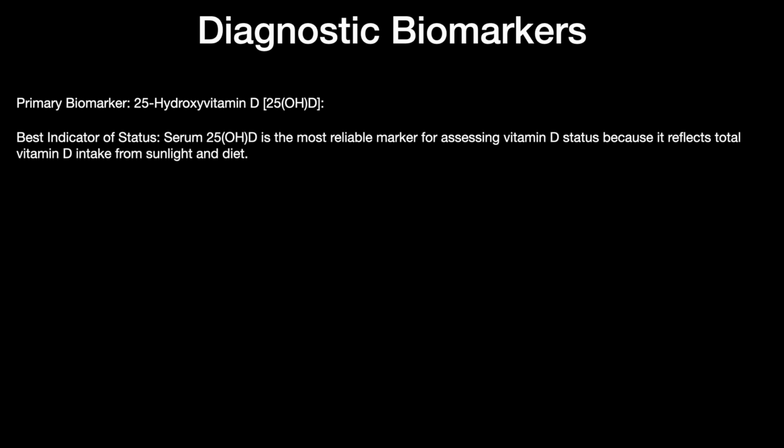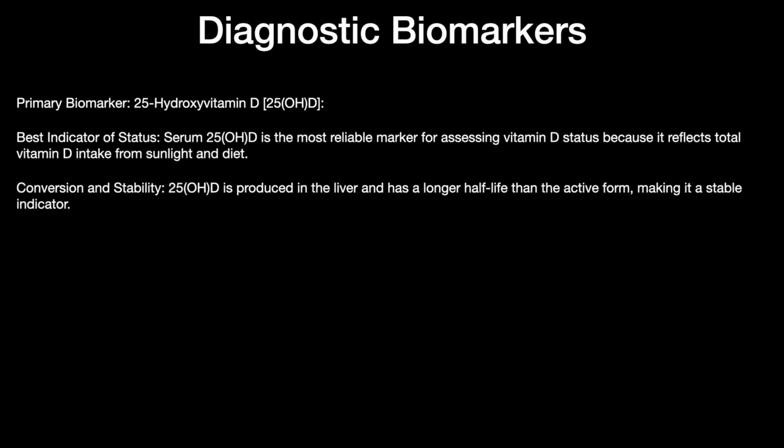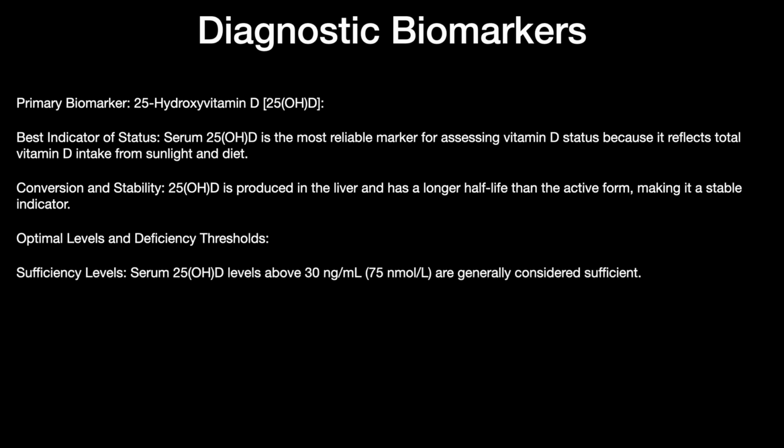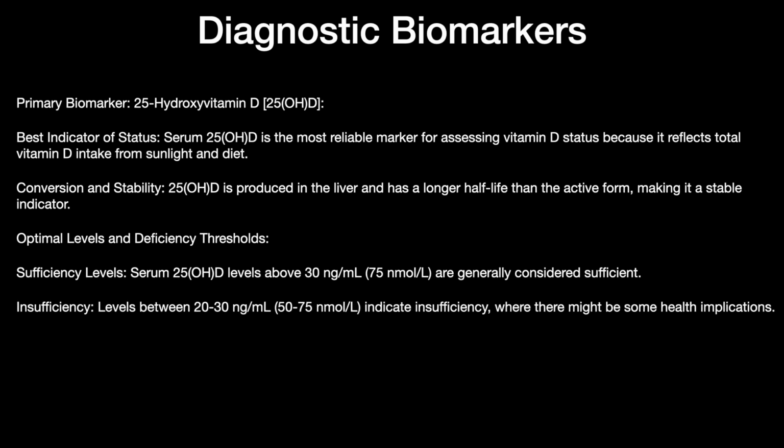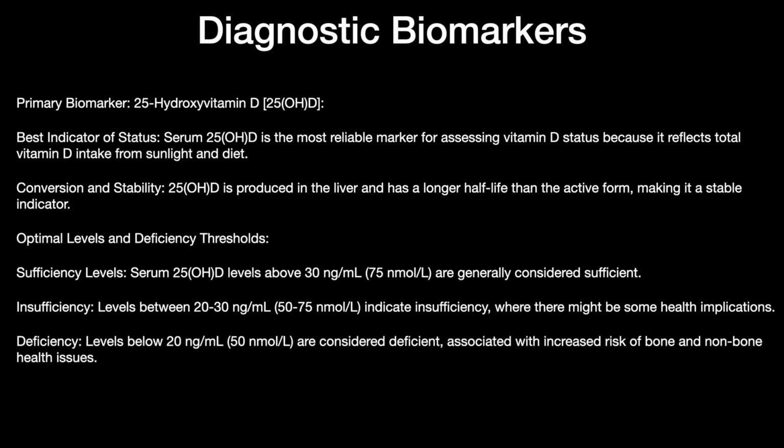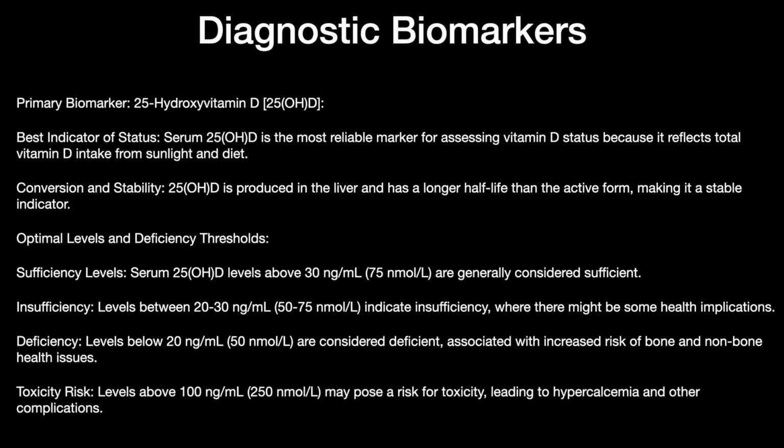It is the best indicator of the vitamin D status, and conversion and stability is because of the liver and its long half-life. Optimal levels and deficiency threshold: above 30 is considered okay, and 75 is generally considered sufficient. Insufficient is when it is below 30 nanogram per liter or 75 nanomole per liter, which is insufficiency. And a level less than 20 is considered deficiency. So toxicity is when it is more than 100.